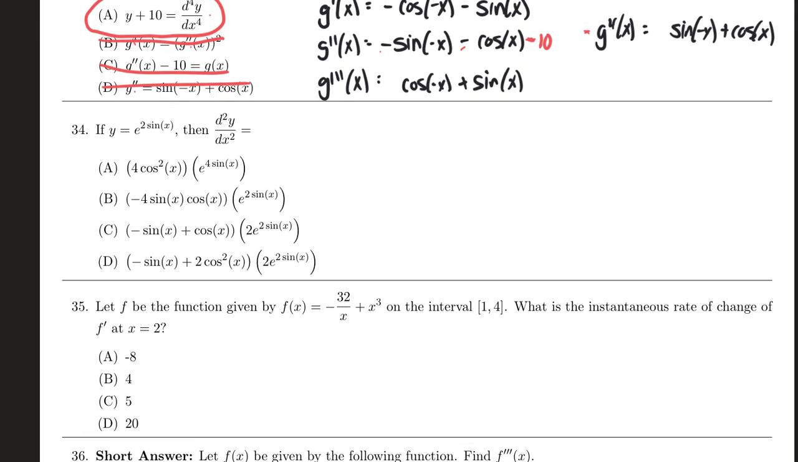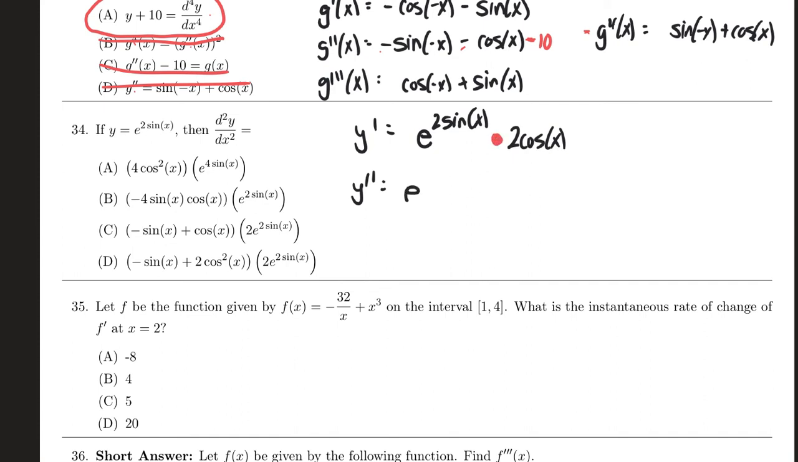This one's just asking us to find the second derivative. So the first derivative: the exponential comes first, keep that the same, and we multiply by the derivative of the top. The derivative of 2 sine of x is 2 cosine of x. That's the first derivative. Now take the second derivative.